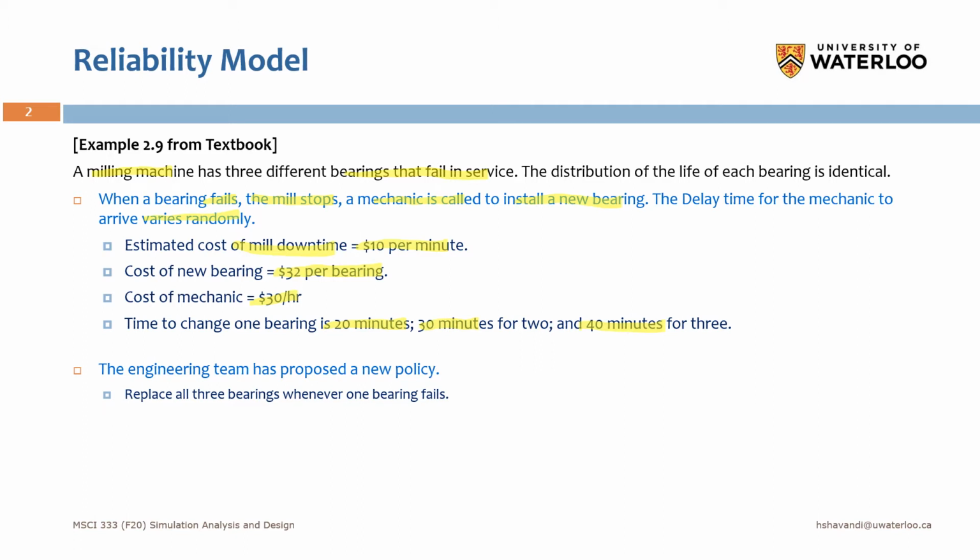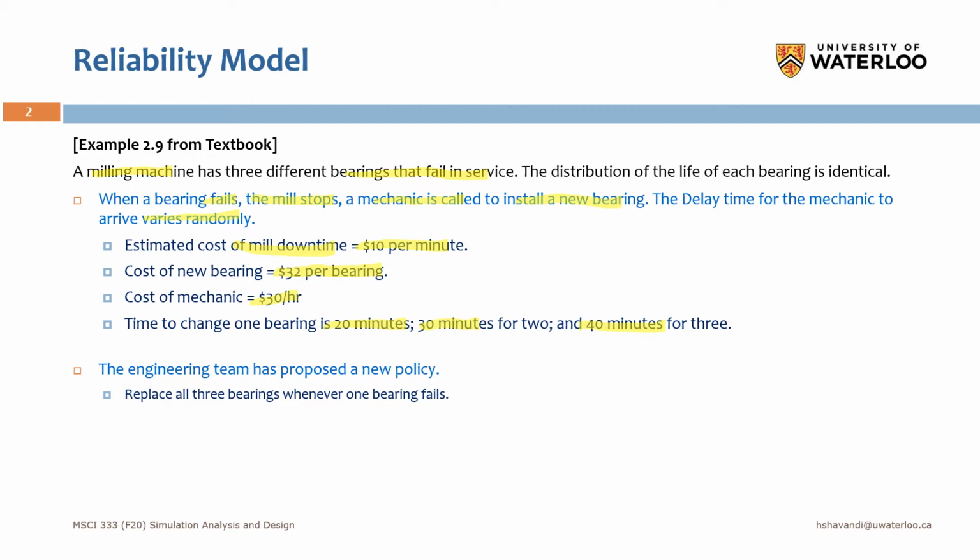And the engineering team has now proposed a new policy. So we have this current system. In the current system, any time we have a failed bearing, we call the mechanic, and the mechanic will replace that failed bearing. And it takes a delay time for the mechanic to be in place, and also the time of changing or replacing that bearing.